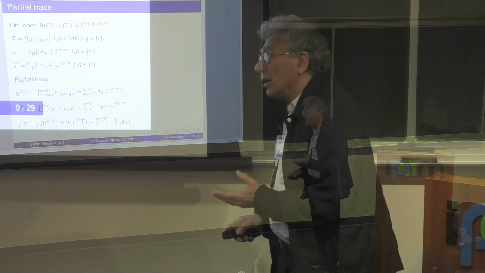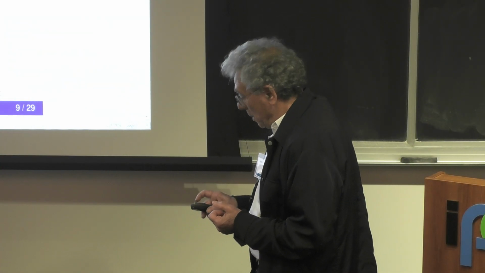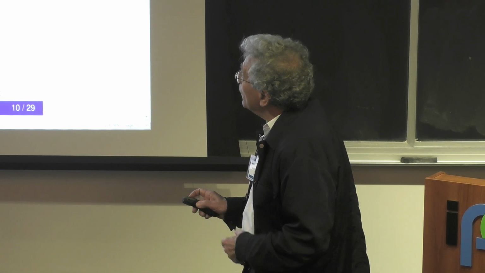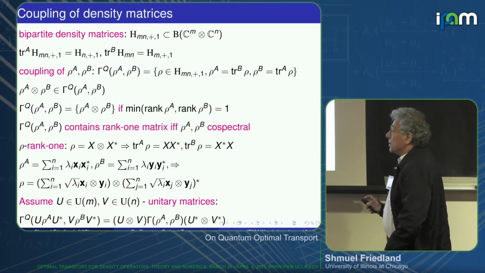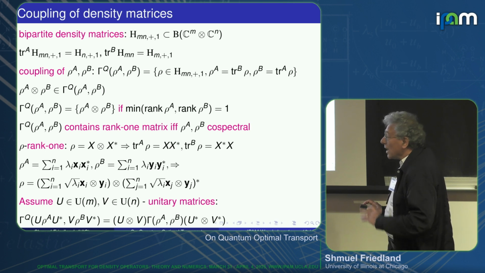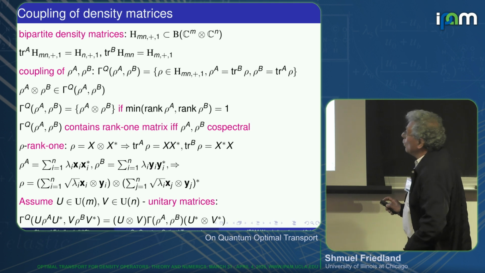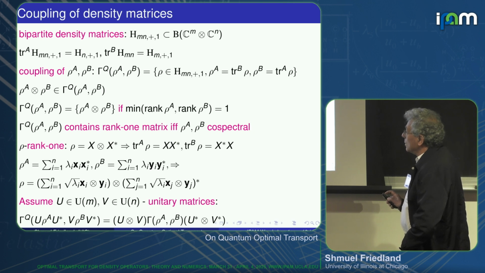This is the analog of summing out, let's say, in coupling of probabilities. So what's a bipartite density matrix? It's just a matrix M by N, positive semi-definite with trace 1. Now, if you trace out Alice, you get a smaller matrix, which is the matrix that Bob holds, and the other one is what Alice holds. And the coupling would be the set of all bipartite density matrices such that when you trace out Bob, you get what Alice has, and when you trace out Alice, you get what Bob has.